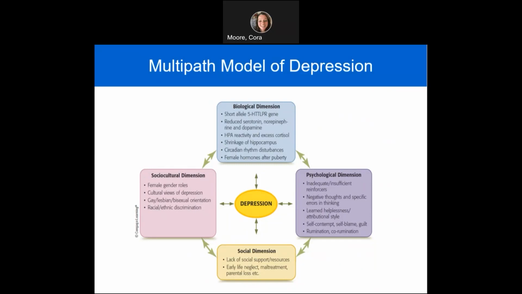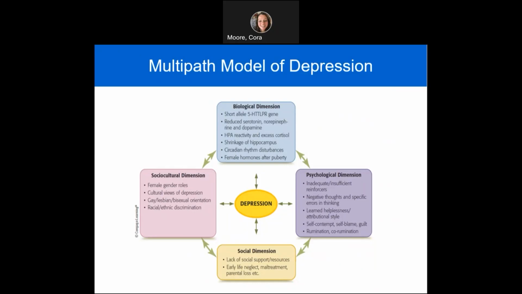That's going to be how your environments affect you, whether you had positive regard or you didn't have positive regard. The psychological dimension is going to affect the way we think, getting stuck in those negative feedback loops. It will involve the ways that we learn, the ways that our personalities form.